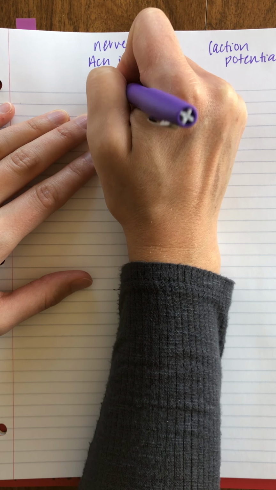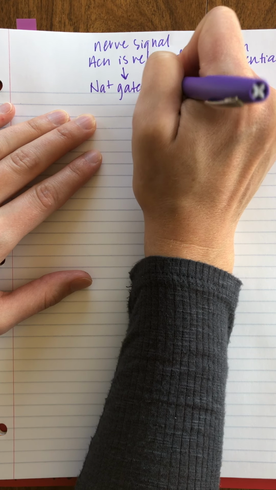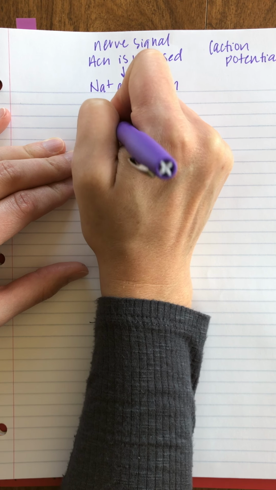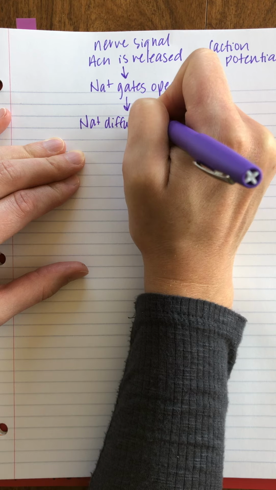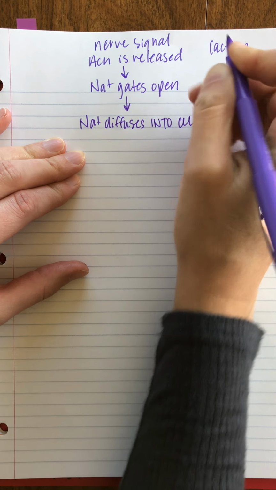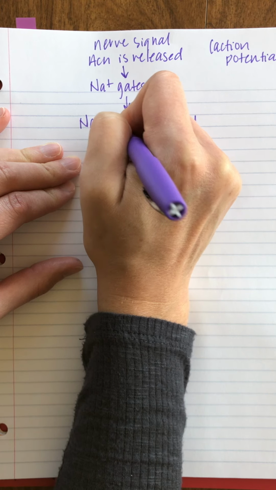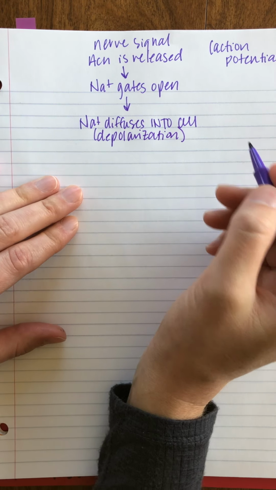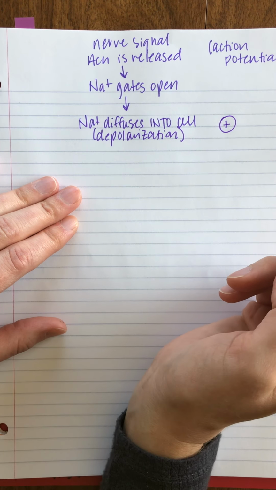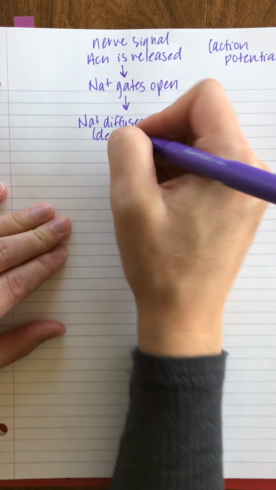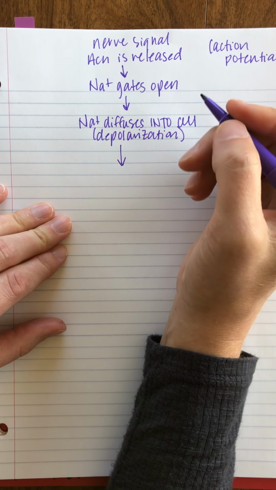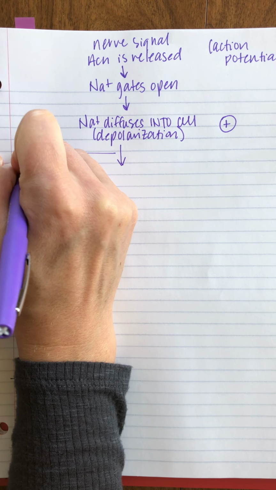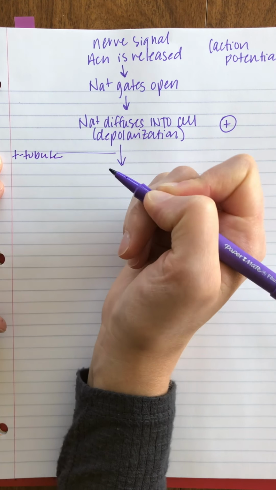sodium gates to open. Okay. As the sodium gates open, sodium diffuses into the muscle cell. Okay. This is called depolarization because sodium is a positive ion, so it makes the cell more positive. Okay. Sodium then travels down the T tubule, which, if you just want to jot that to the side, is that it travels down the T tubule.